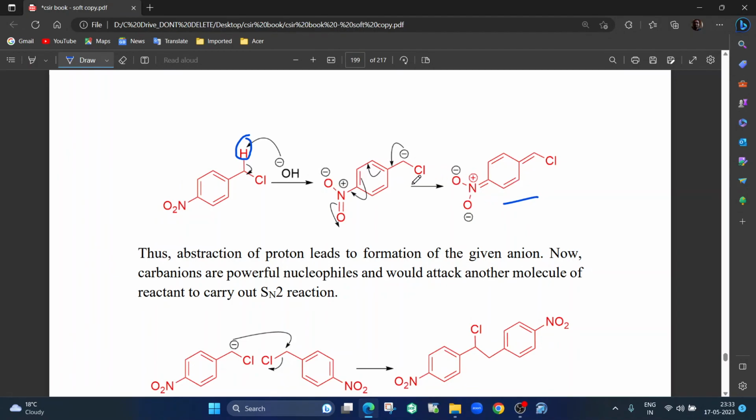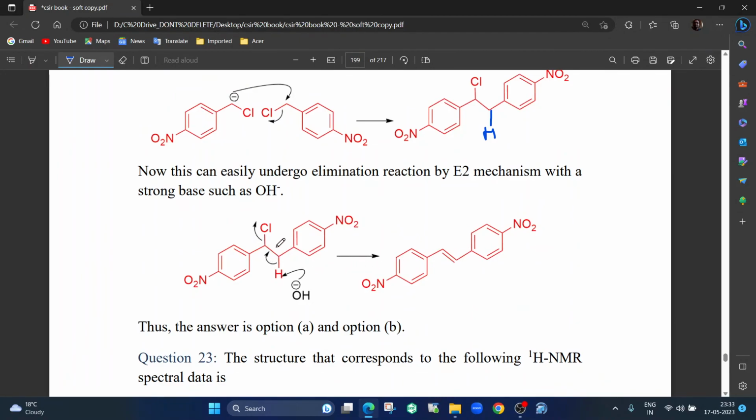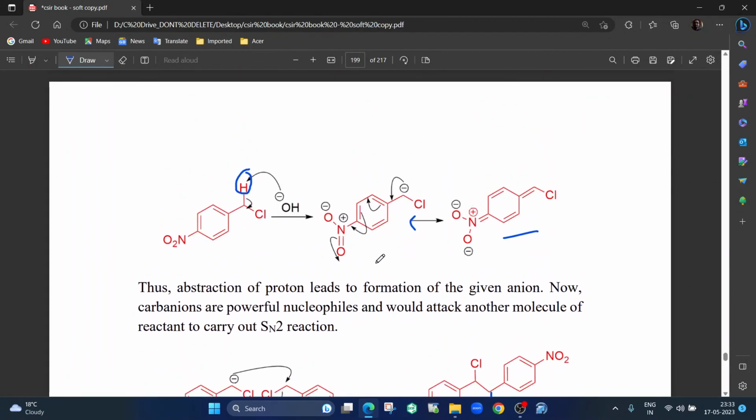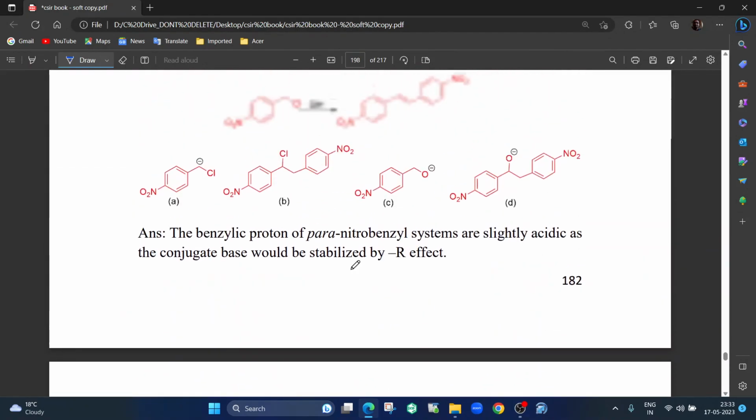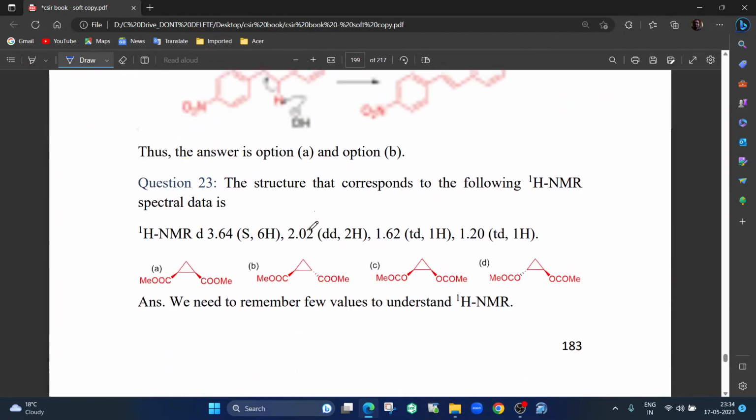I should have drawn a double headed arrow. And then what happens is, next this goes and attacks here and you are getting this, and then again this proton is still acidic because it will be stabilized by this nitro group at para position. So in the second step again this removes this proton and you get this molecule, and therefore this one and this one, these are the two intermediates formed. So your answer is option A and B, right?